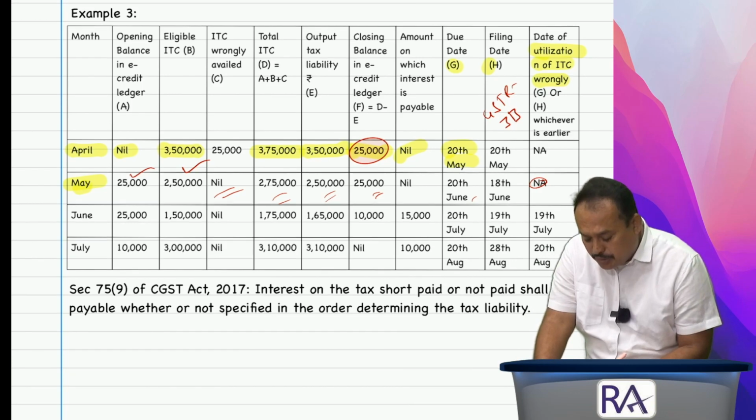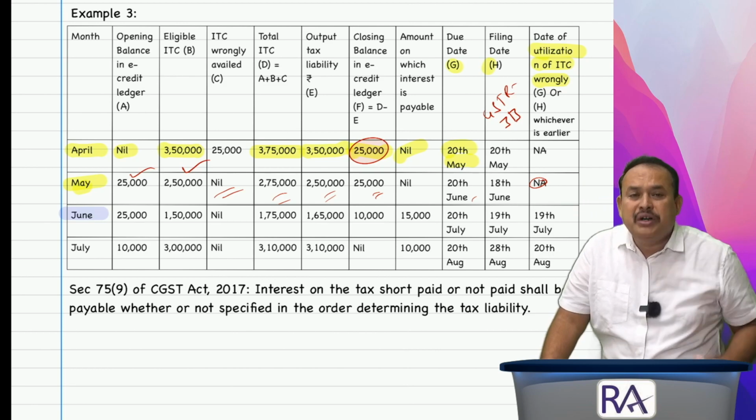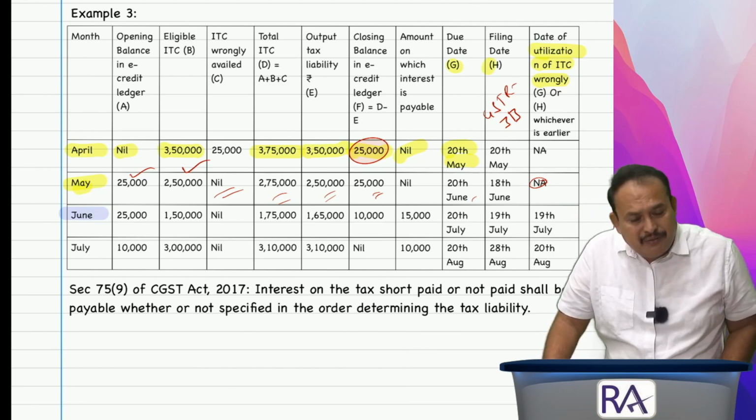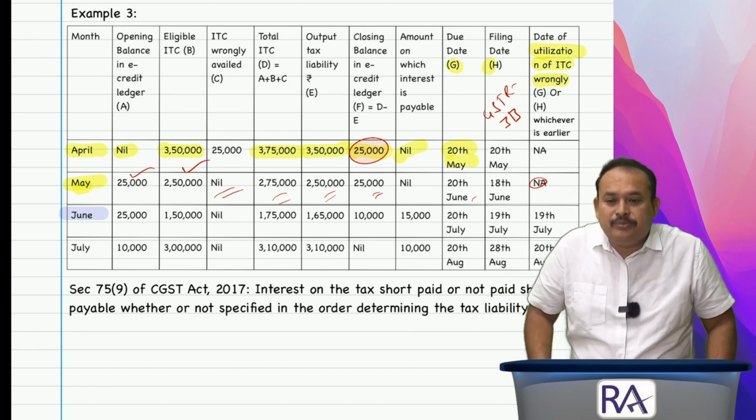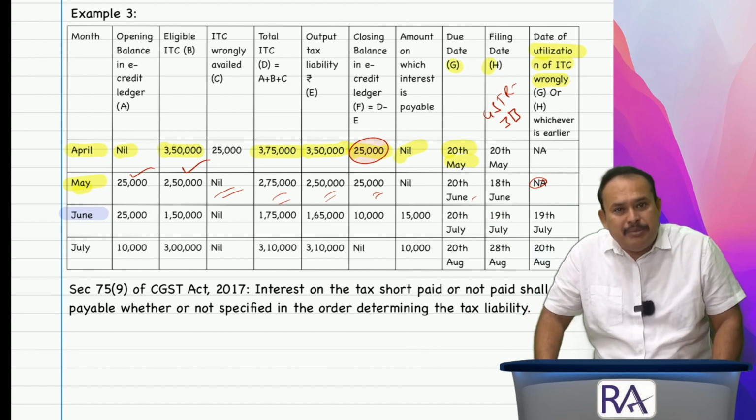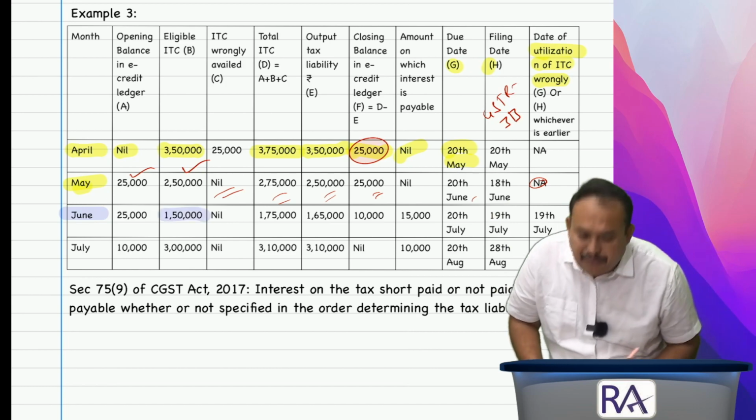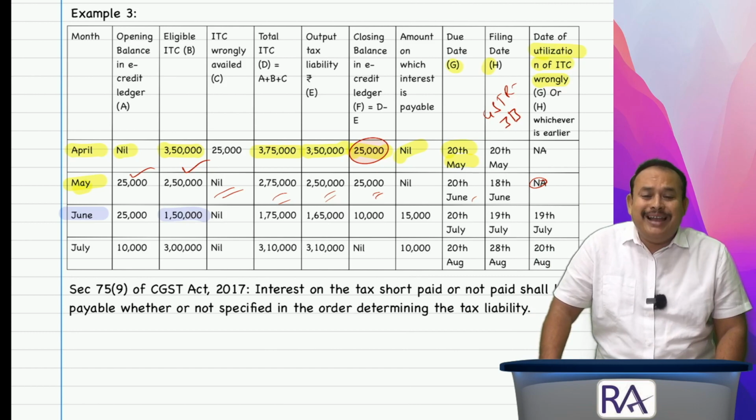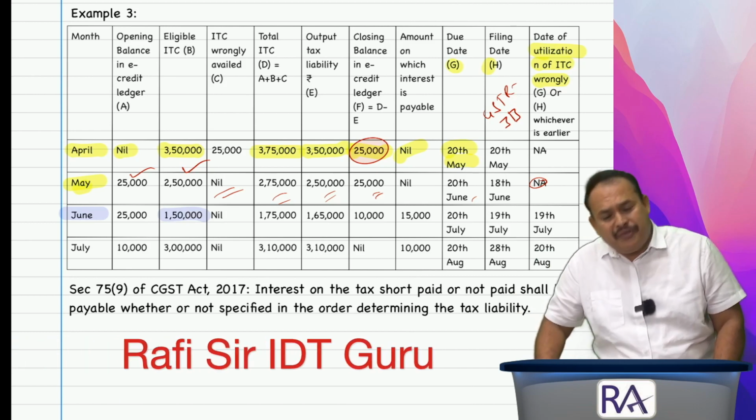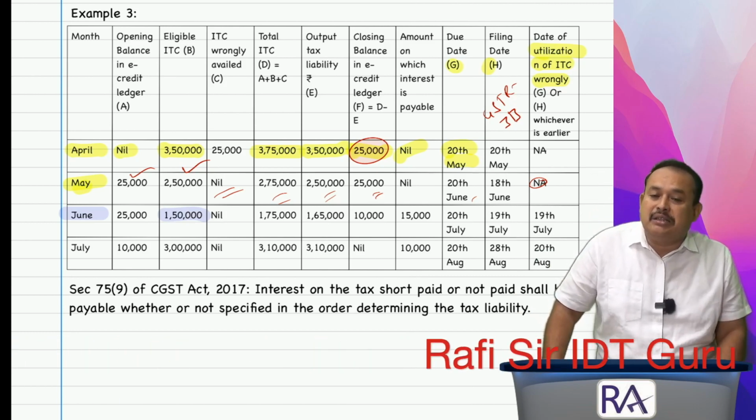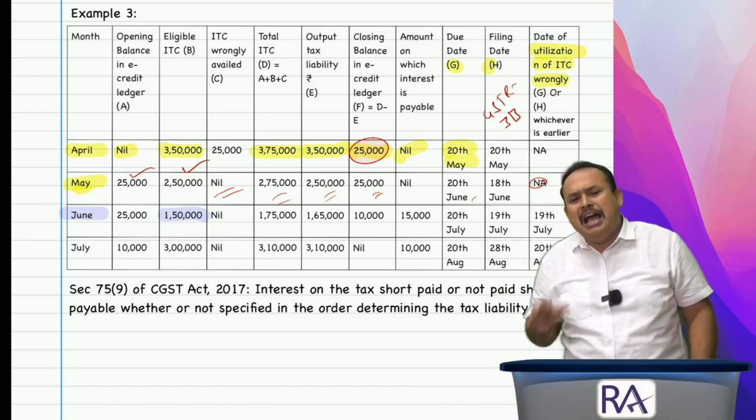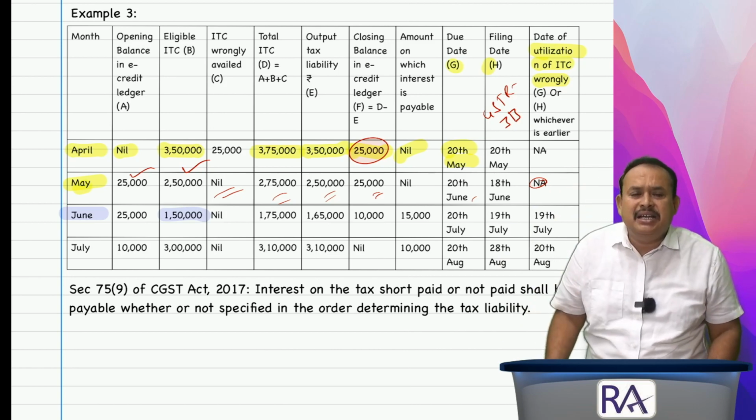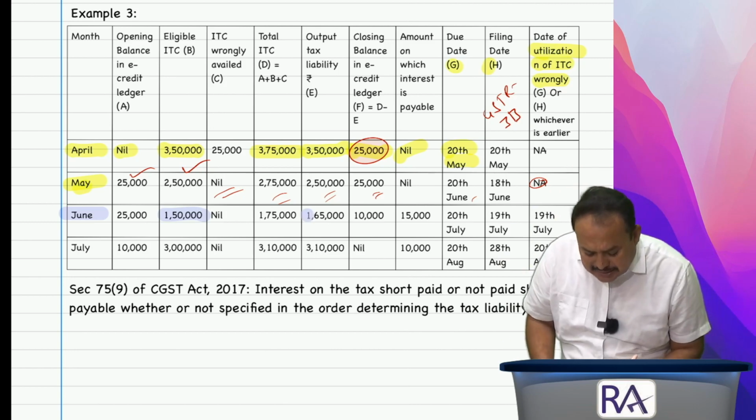Coming to the month of June, my dear sir, be careful. The opening balance of 25,000 in the month of June is none other than the closing balance of May in the electronic credit ledger. In the month of June, I made some inward supplies on which input tax is 1,50,000. That 1,50,000 plus opening balance 25,000, totally 1,75,000 is my credit available in the electronic credit ledger. My liability to pay GST in the month of June is 1,65,000.